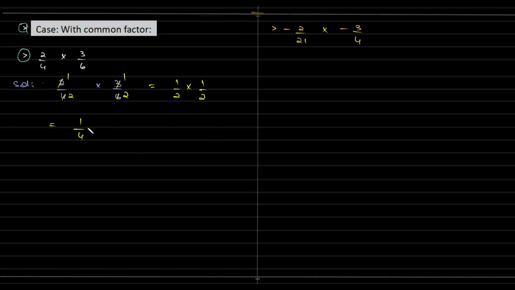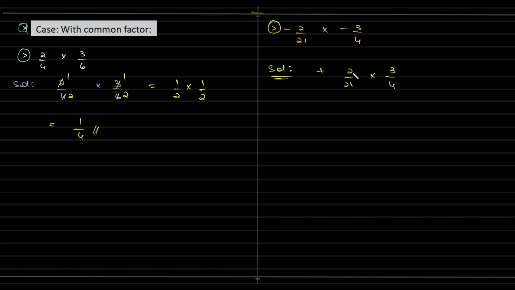Is this in the simplest form? Yes. So we are done. Next we have a question wherein we have signs. So negative into negative is positive. That's the first thing that you have to do. Post that, we just have to check if there is anything that we can cancel.